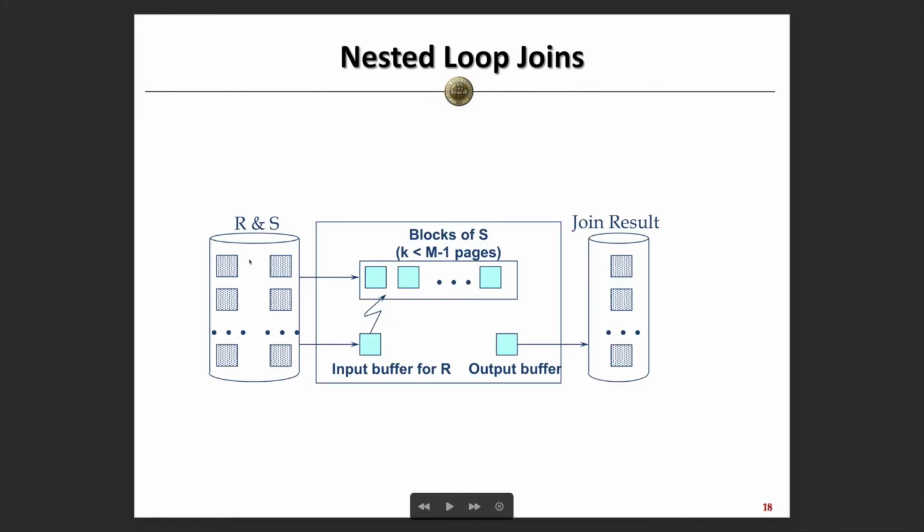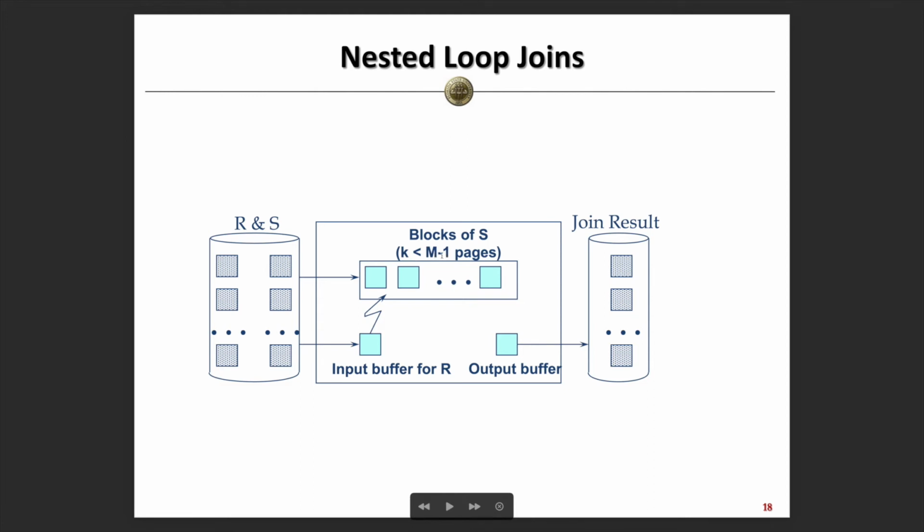And both of them will have multiple blocks stored on the disk, and then we can load them into the memory. And here we show the algorithm. In other words, we load all the blocks of S into the memory, and we have an assumption that the number of blocks in S is smaller than the memory size.